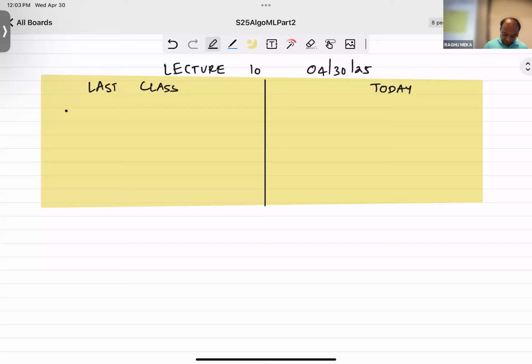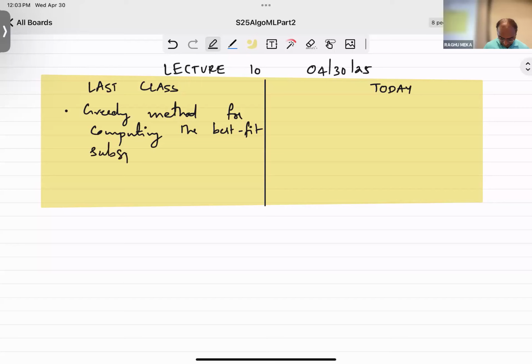So last class we talked about the greedy method for computing the best fit subspace. Right, and this also led us to principal components. And finally, we started discussing the low rank approximation problem.